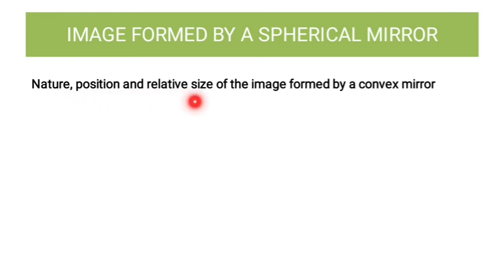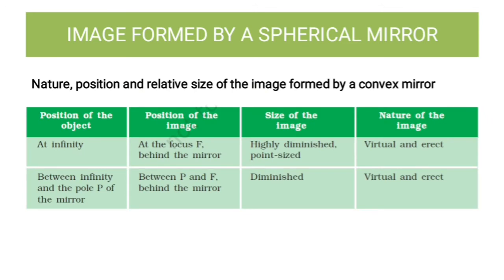After this, the next topic is image formation by a spherical mirror: the nature, position and relative size of the image formed by a convex mirror. So these are the 2 cases for a convex mirror. In a concave mirror there are 6 cases, while in a convex mirror there are only 2 cases. If the object is at infinity, the image is formed at the focus behind the mirror. It is highly diminished, point size, virtual and erect. Nature is virtual and erect, size is highly diminished, and it is formed at the focus.